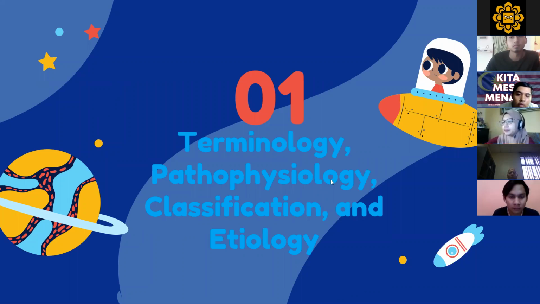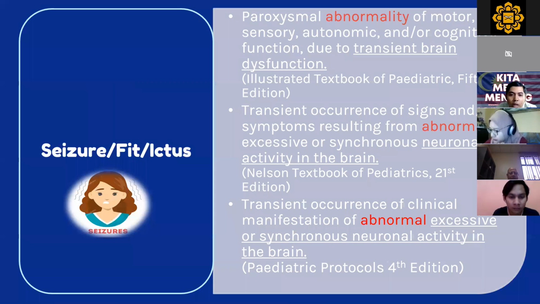So first, we go to the terminology, a little bit of pathophysiology, classification and etiology of child with seizures. Seizures, also known as fit or ictus, have a few definitions, like I mentioned here. However, the easiest one is from the pediatric protocol that gives the definition: transient occurrence of clinical manifestation of abnormal, excessive or synchronous neuronal activity in the brain. So that is the definition of the seizures.